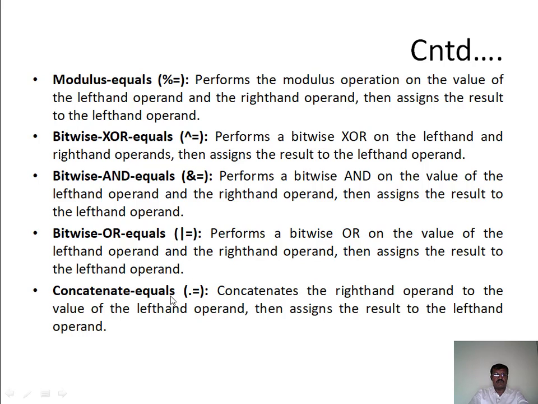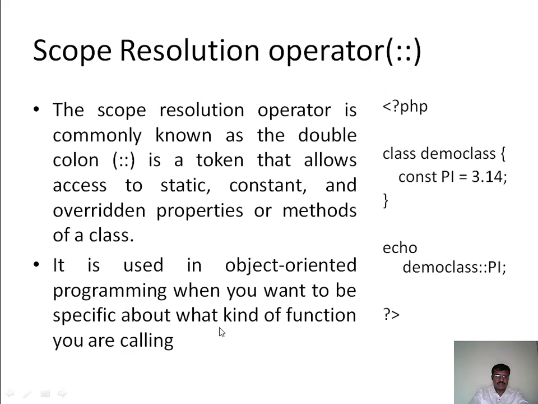Concatenate equals, this can be represented by a period followed by equal sign. This operator concatenates the right hand operand to the value of the left hand operand, then assigns the result to the left hand operand. So this is about our shorthand unary operators. Scope resolution operator.